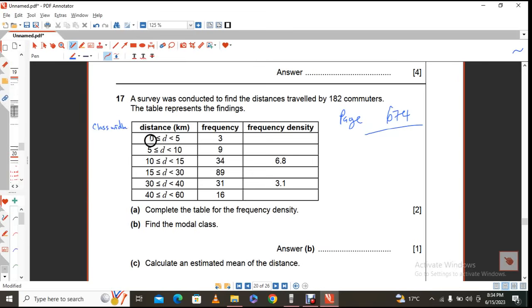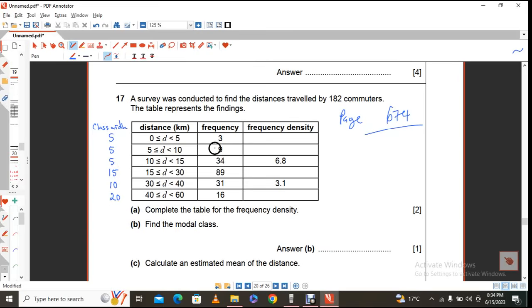So I'm going to write here class width. You find it by saying 5 minus 0, so that is 5. 10 minus 5, the class width is also 5. 15 minus 10, well, the class width is also 5. But 30 minus 15, can you see this is going to be 15? The bars are not the same. 40 minus 30, that is 10, and 60 minus 40, that is 20. That's the class width. Are you with me?